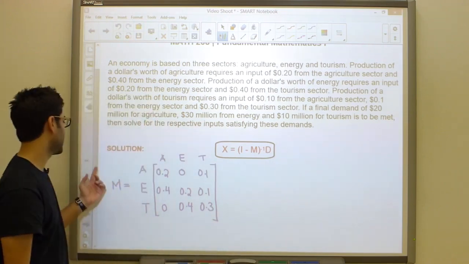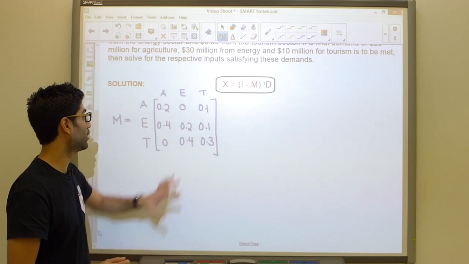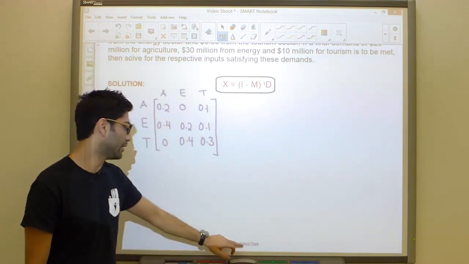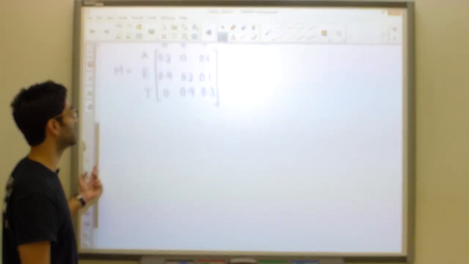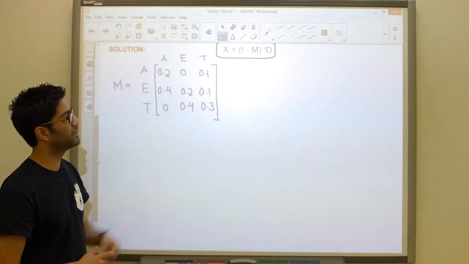So this gets us started. We have now figured out what our technology matrix is. We now know what M is. And now the rest of the values become insignificant until we set this guy up. We're now in a position to actually set him up.